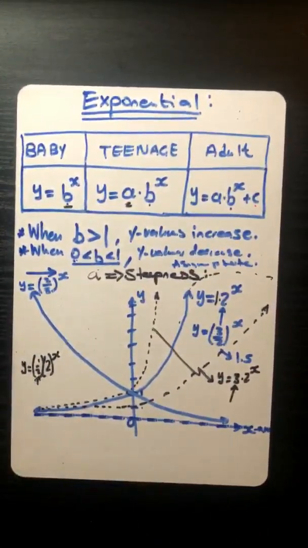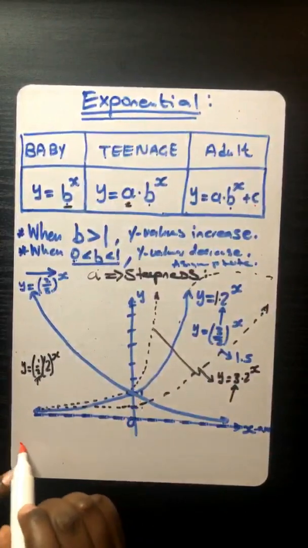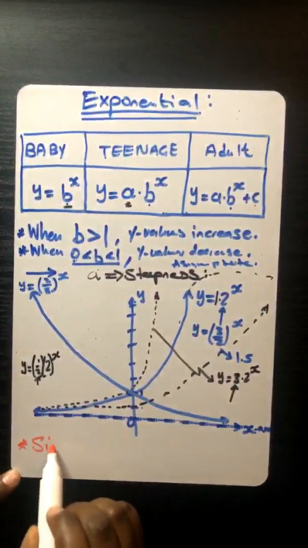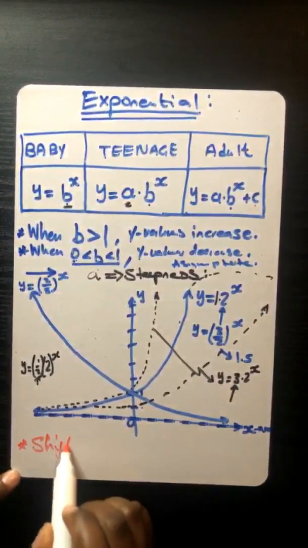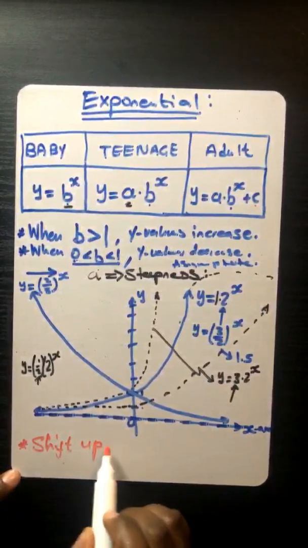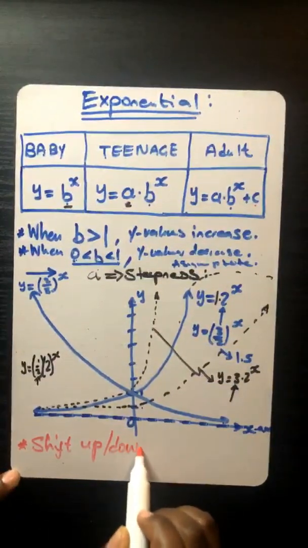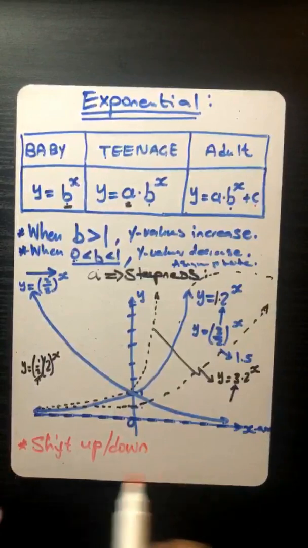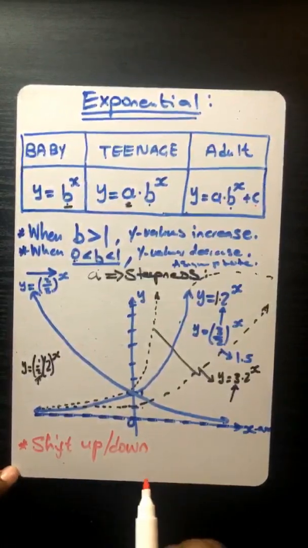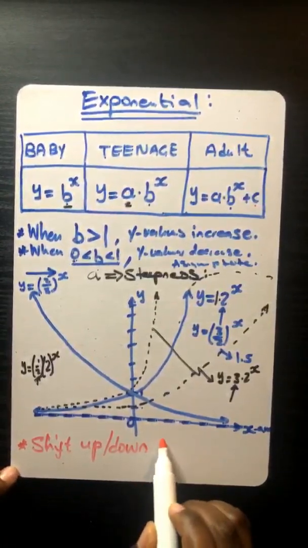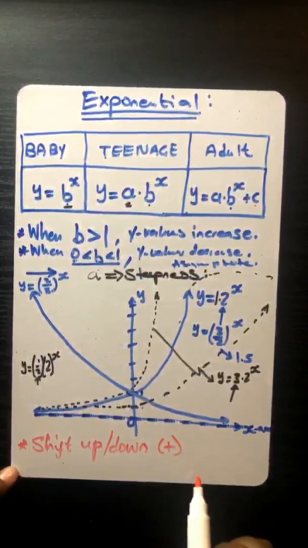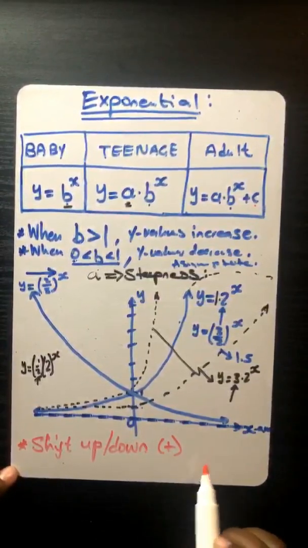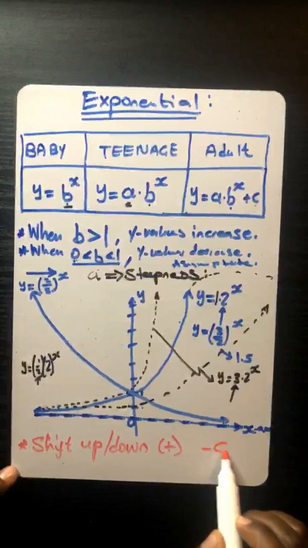Remember, vertical shift means something can shift up or down. That's what a vertical shift means. Something can shift up or down. If something shifts upwards, we are going to have a positive C value. If it shifts downwards, we are going to have a negative C value.